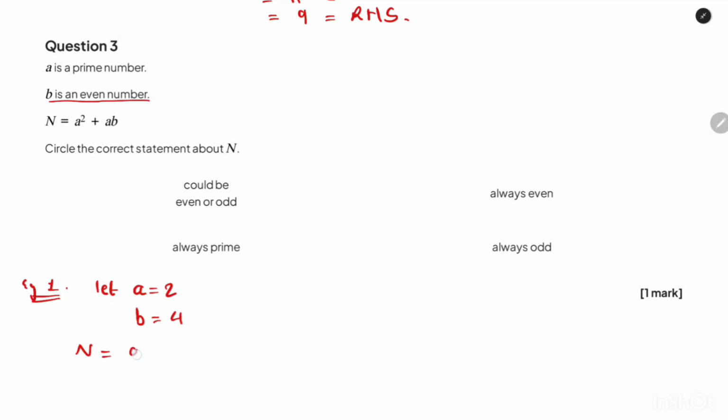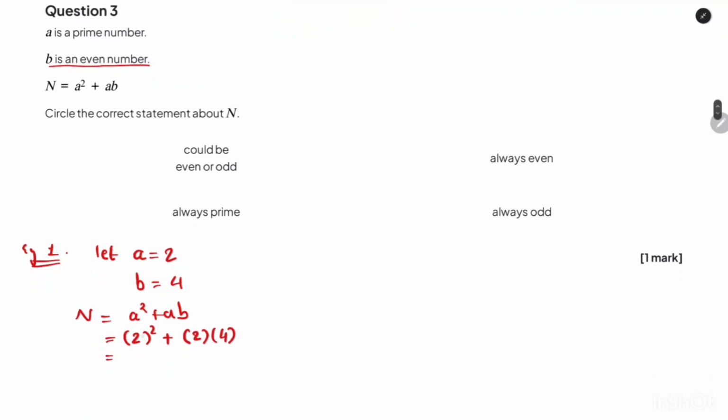And let's find N. N is equal to A square plus AB. A square is 2 square plus 2 times 4. So 2 square is 4 plus 2 times 4 is 8. So answer is 12. So which is even number? But I cannot say always even number. This is for one example only. Let's take another example also. It could be odd also.